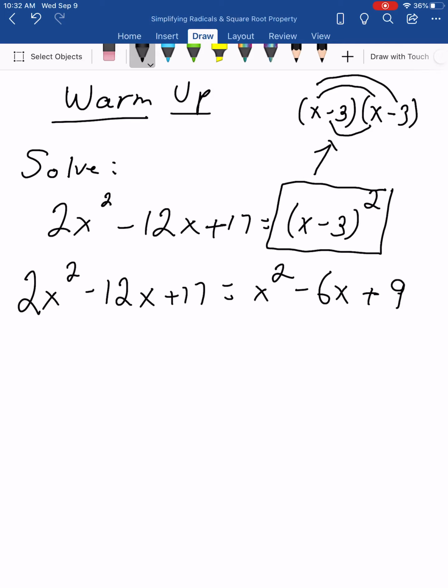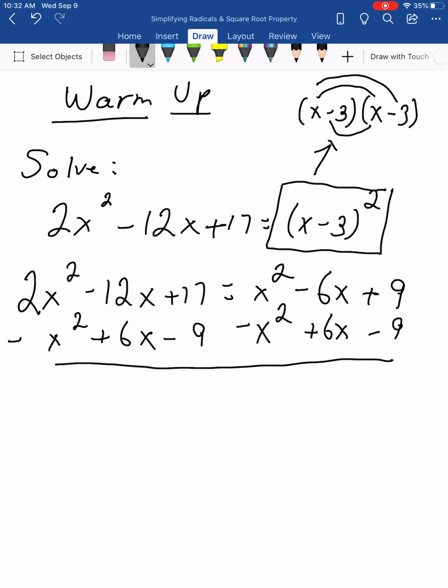All right, now since this is a quadratic equation, we want to set it equal to 0. So I'm going to take all the terms from the right side and bring them over to the left side. So I'm going to subtract x squared from both sides, add 6x, and subtract 9. Okay, so the right side just becomes 0. So we have x squared minus 6x, and then plus 8 equals 0.